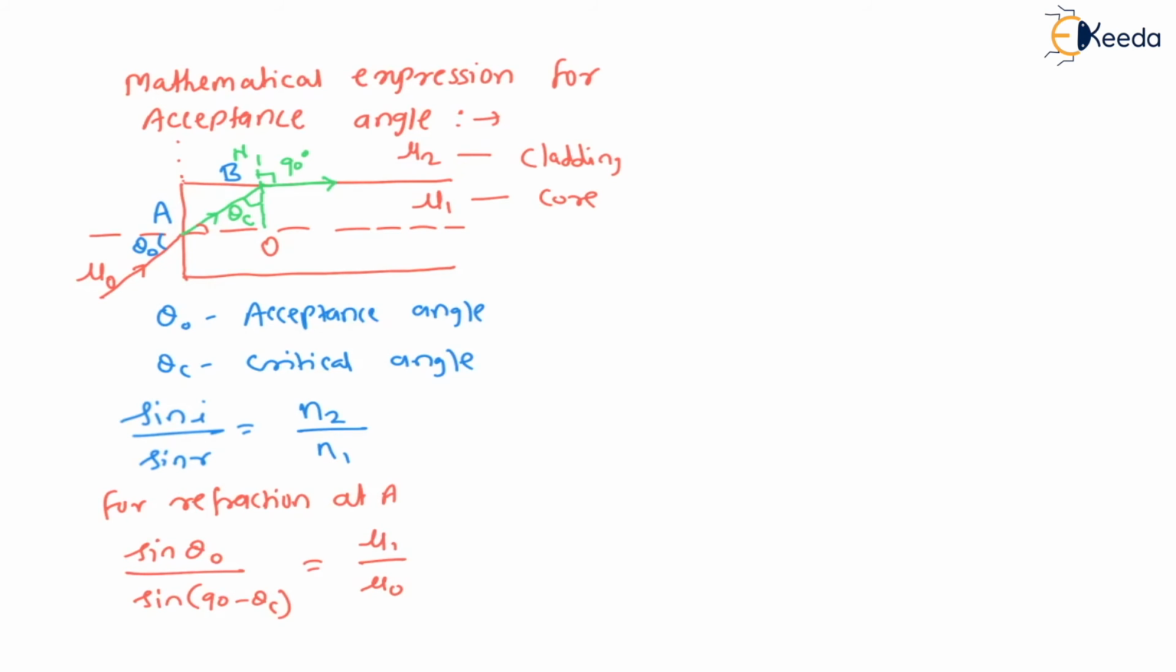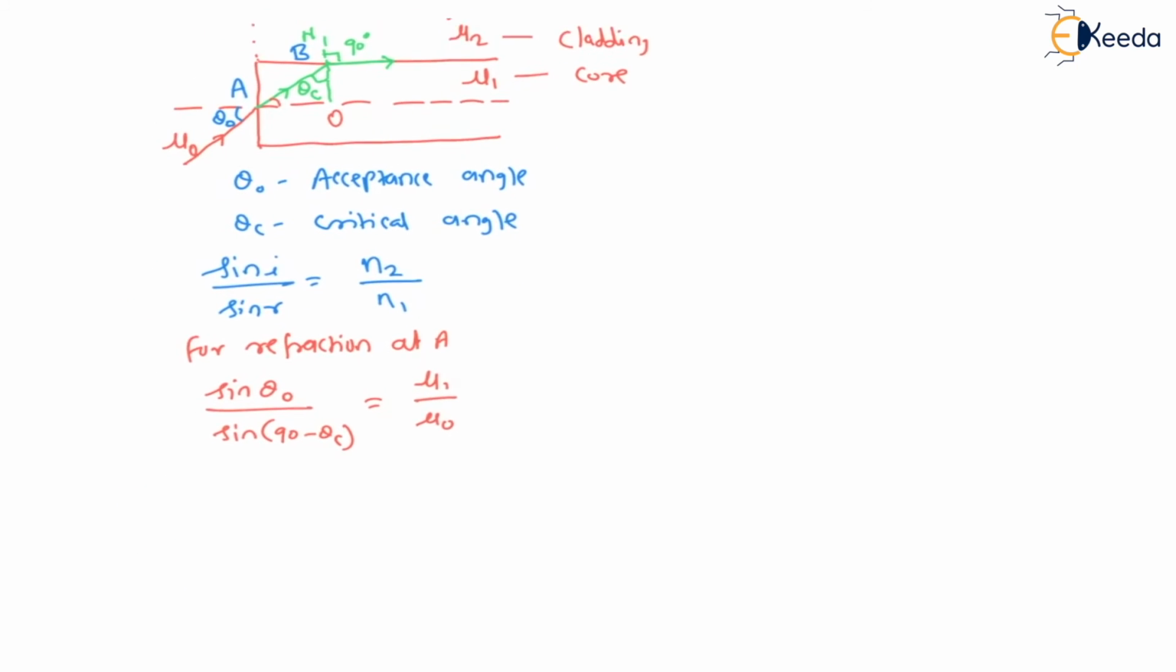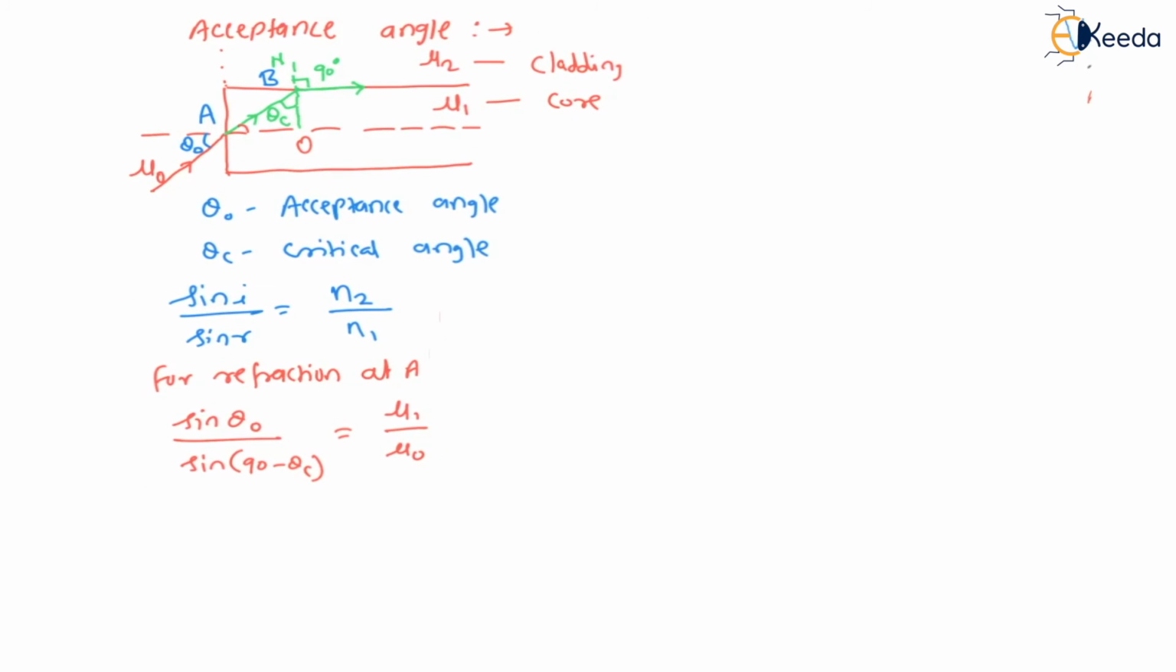So now here we'll write this equation as: therefore, mu naught into sine theta naught is equal to mu 1 into sine of 90 minus theta c.